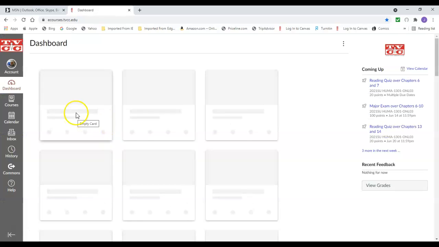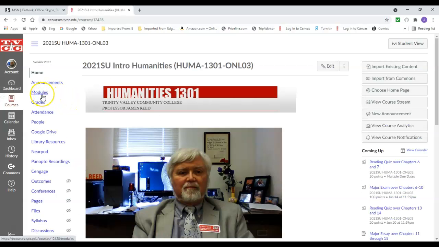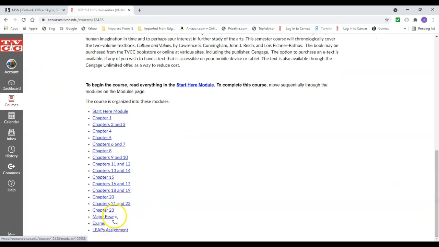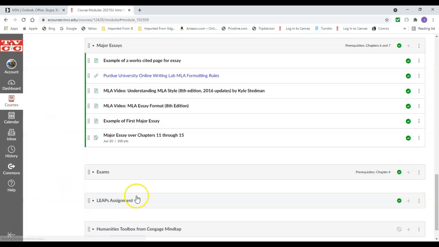You'll see your different courses pop up. Mine have quite a number of them. So then you click on our course, and then here are the modules. And when you click on the modules link here, or you can go down here and click on major essays, it's supposed to take you straight to that one. Bear with just a moment. There you go. I will have this video posted here under the major essays. So hopefully this has helped you some.